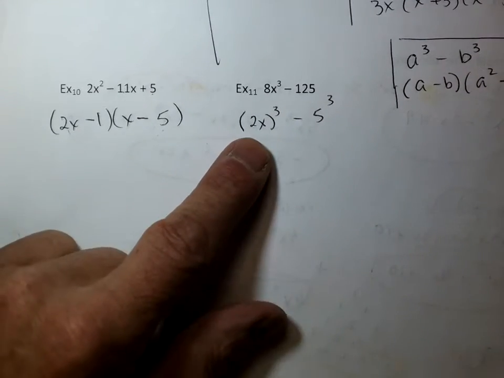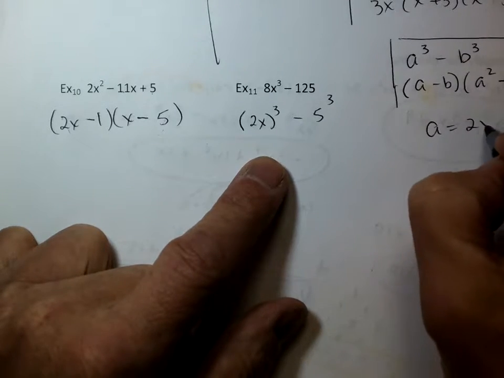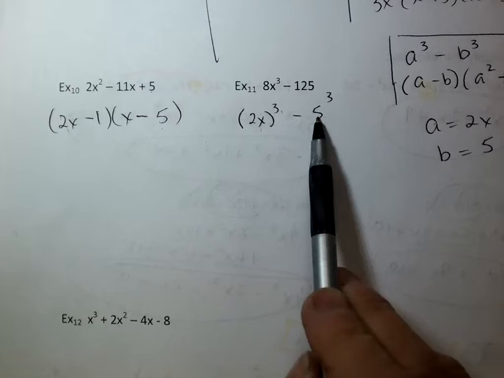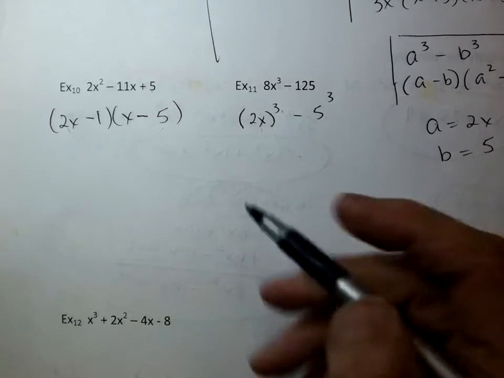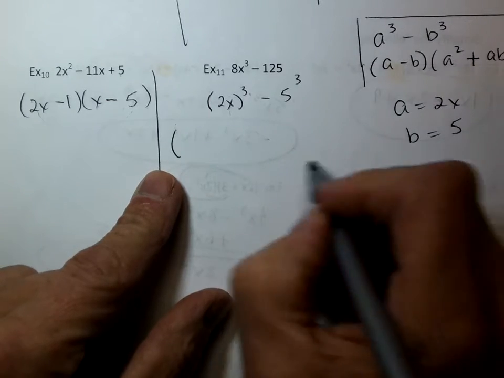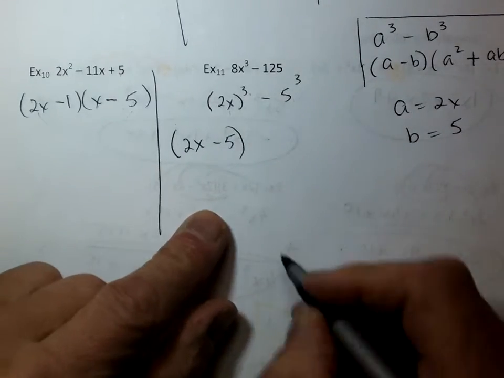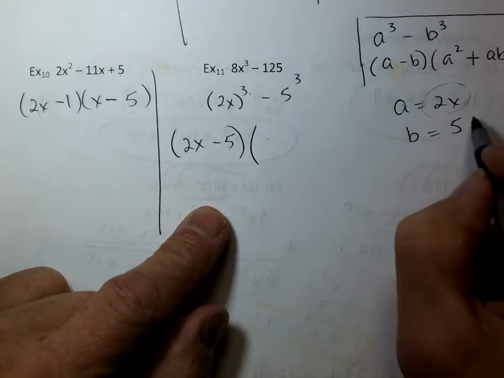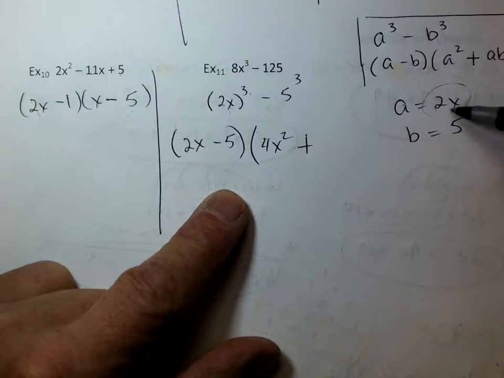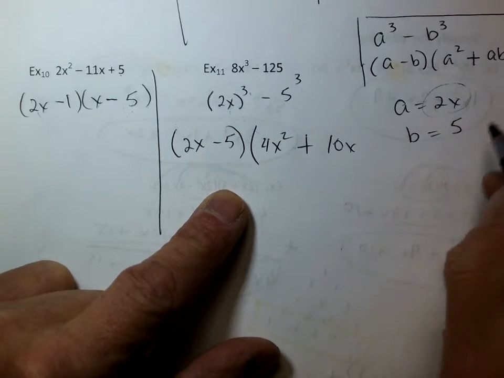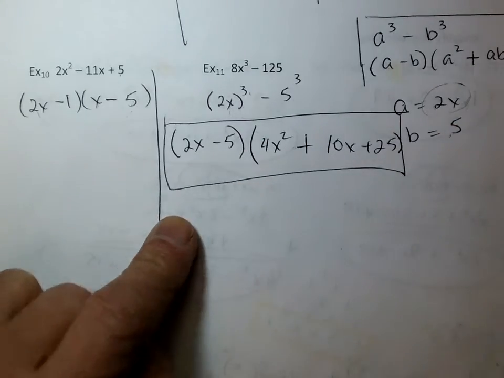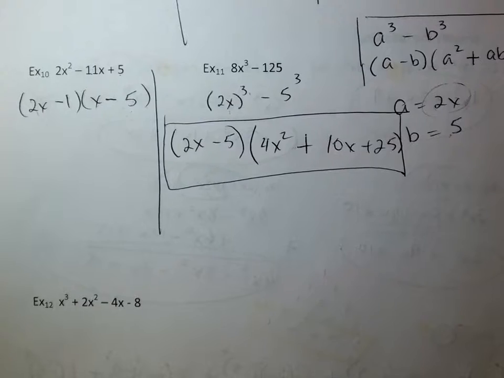So from here, let's take what we have. In this case, our a is really 2x and our b is 5. So there's our a, and there's our b: a cubed, b cubed. All we have to do is plug these values into my formula. I'm going to go parentheses a minus b, so 2x minus 5, times a squared, which is 2x squared, which is 4x squared. Plus ab, that's this times this, which is 10x. Then plus b squared, so plus 25. That is that expression factored completely.